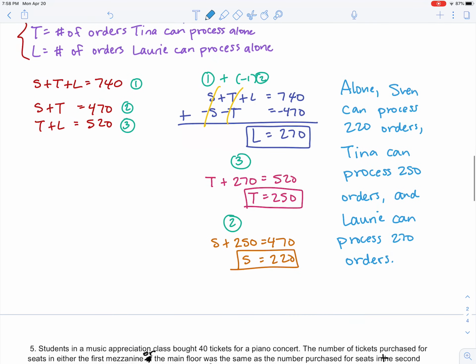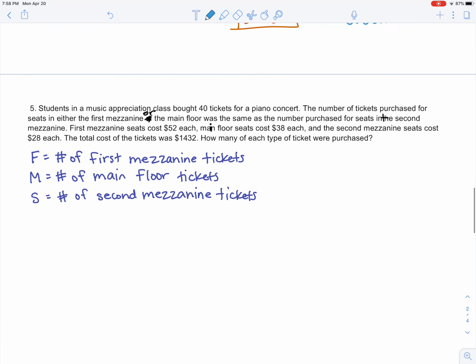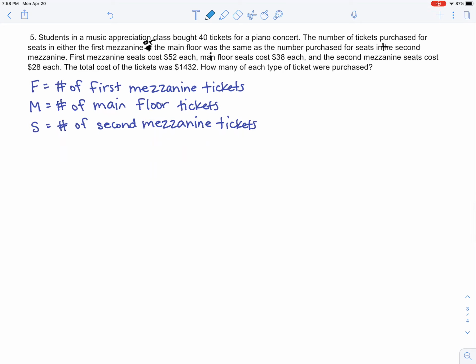Okay, let's go ahead and try the next one as well. Students in a music appreciation class bought 40 tickets for a piano concert. The number of tickets purchased for seats in either the first mezzanine or the main floor was the same as the number purchased for seats in the second mezzanine. First mezzanine seats cost $52 each, main floor seats cost $38 each, and the second mezzanine seats cost $28 each. The total cost of the tickets was $1,432. How many of each type of ticket were purchased?